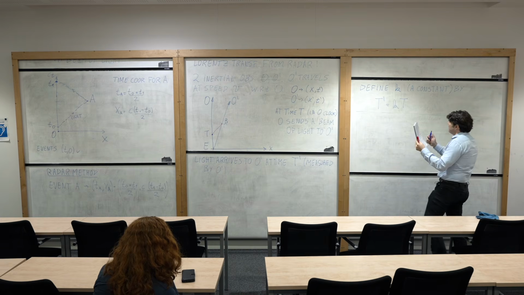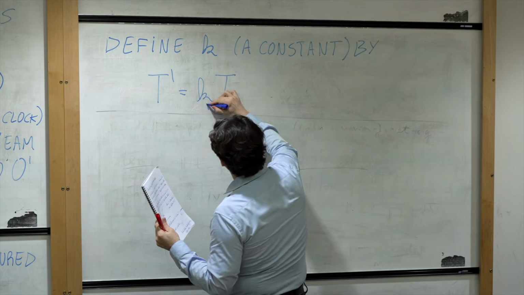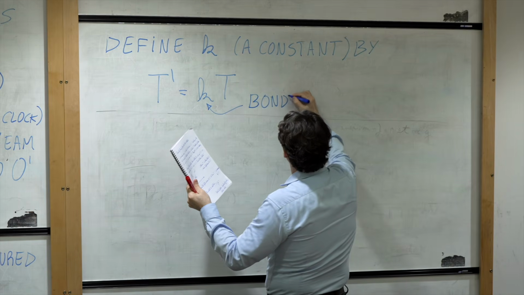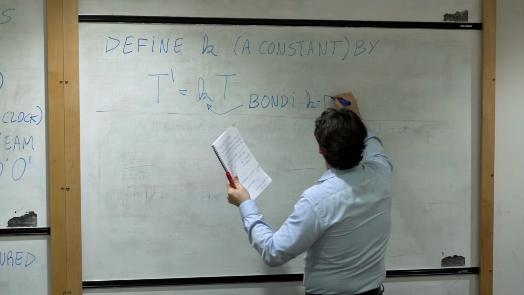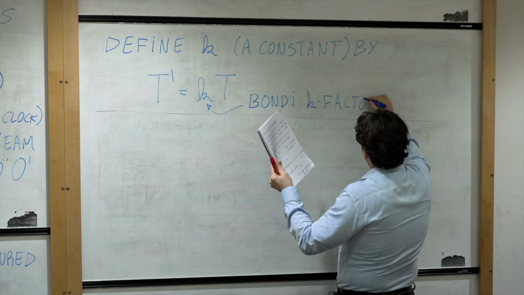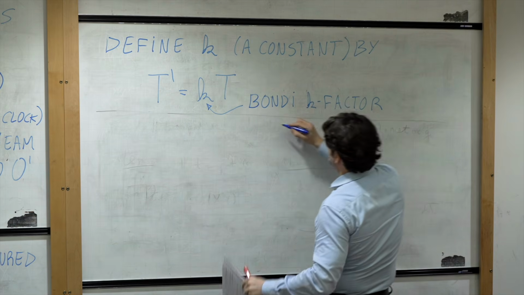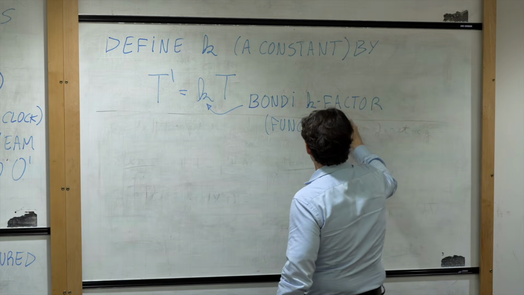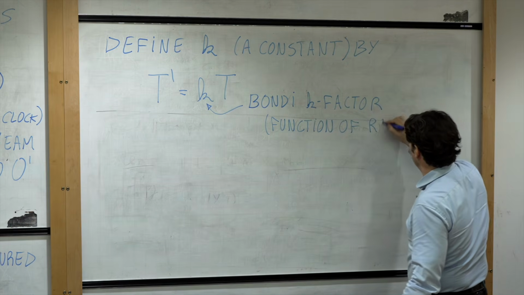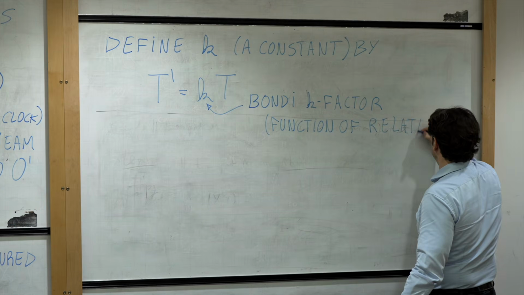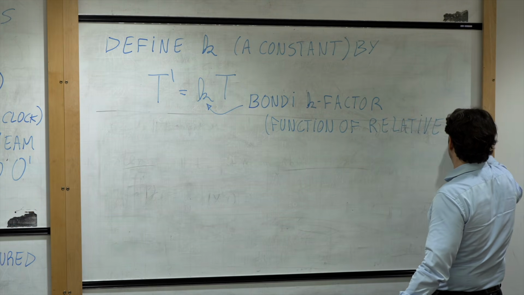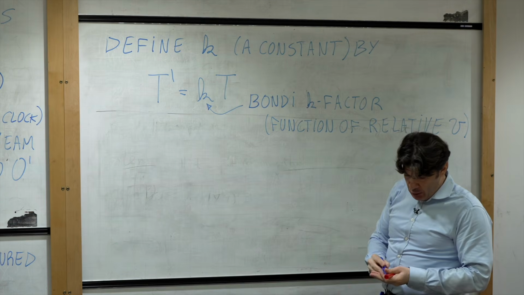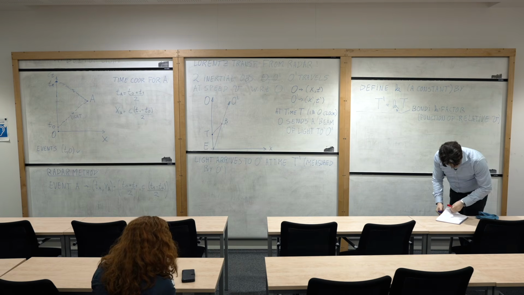This k has a name, and is called a Bondi k factor, and is a function of the relative velocity, v. Beautiful. So now, what do we do?